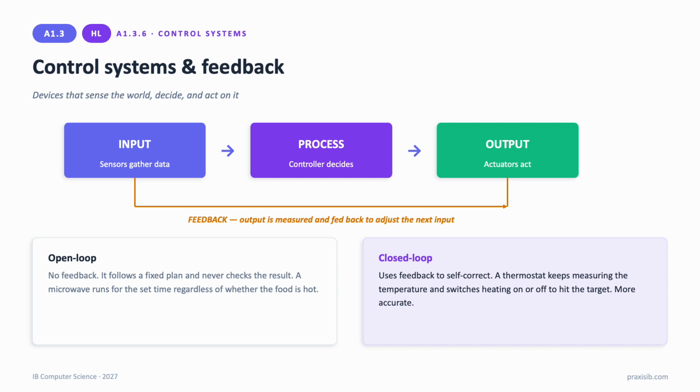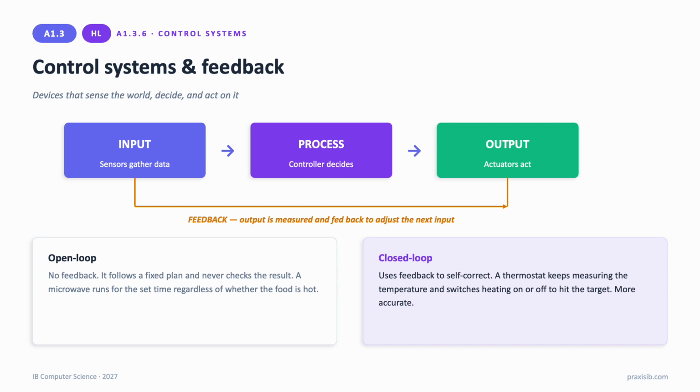Shown across the top, I is for input. Sensors gather data about the world, like the current temperature. P is for process. A controller takes that data and decides what to do. And O is for output. Actuators carry out the decision, physically doing something like turning on the heater. But here's the part that makes the control system really clever: feedback. Shown by the orange arrow looping back. Feedback means the output is measured and fed back into the system, so it can adjust what it does next.